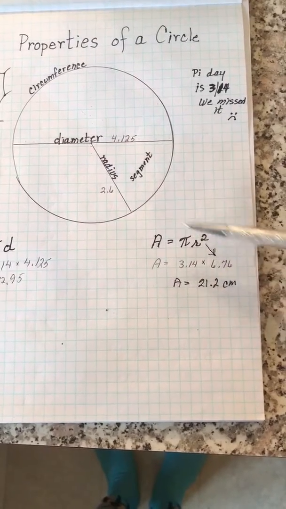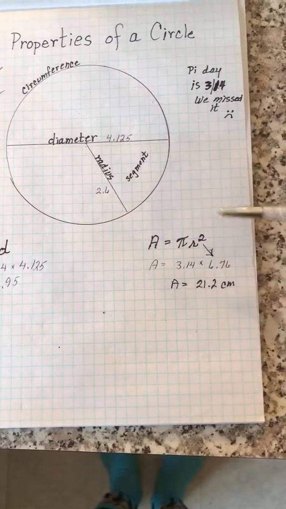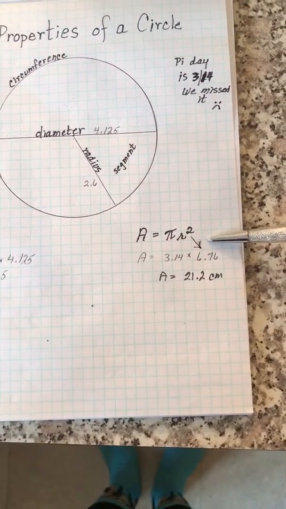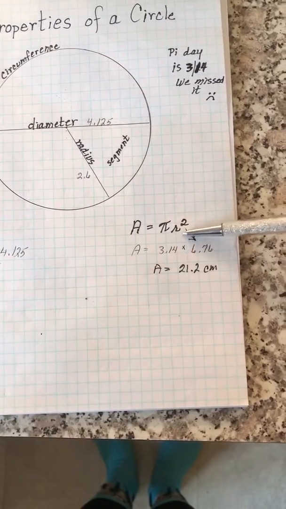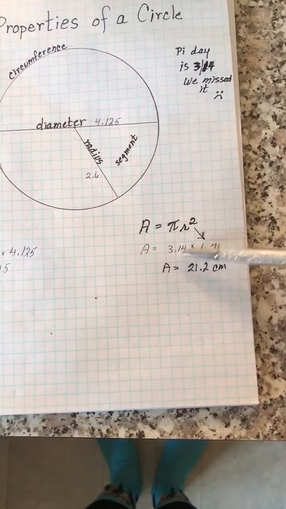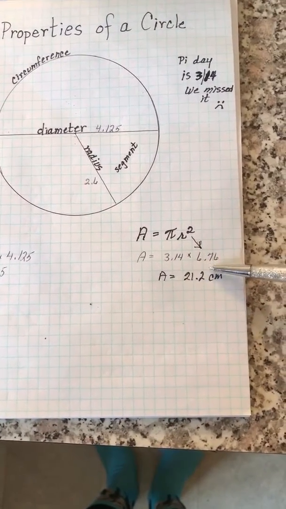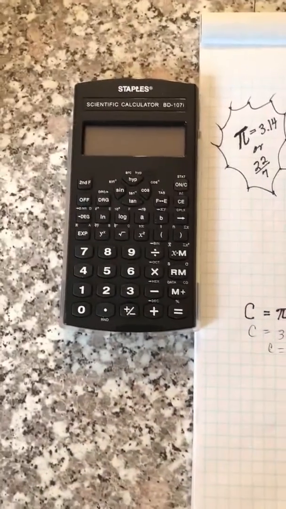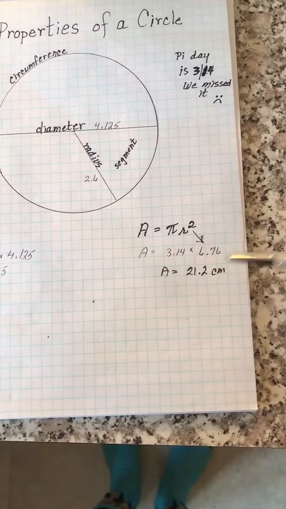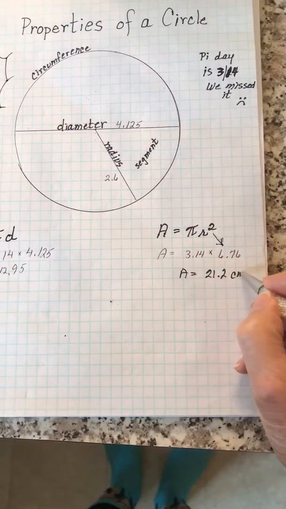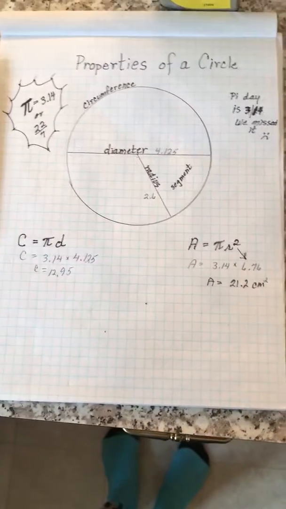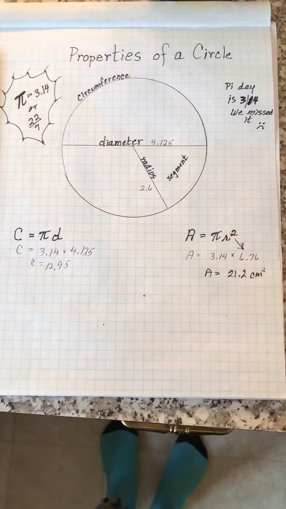So here's our magic number, 3.14, times the radius squared, which is 2.6. 2.6 times 2.6 is 6.76. That's why this is a two-step problem, because you have to do this step first: square your radius. When we multiply 3.14 times 6.76 on our calculator, we get 21.2 square centimeters, or we could say centimeters squared. And that's all you need to know. Until later, stay safe. Bye.